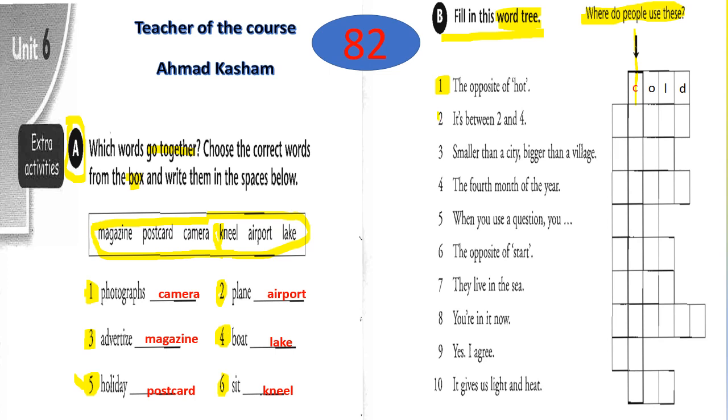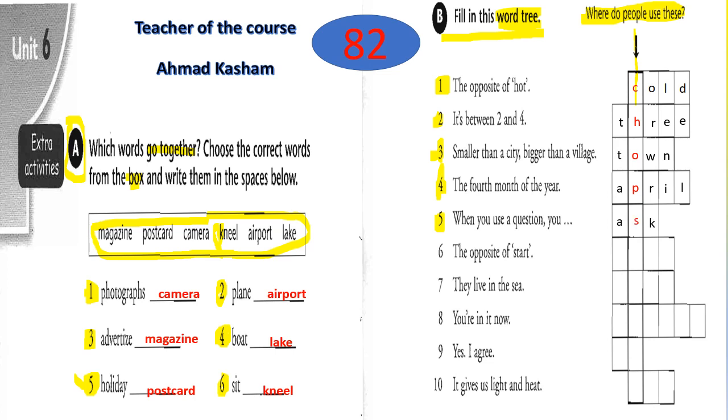Number 2, it's between 2 and 4. It's a 3, of course. Number 3, smaller than city, bigger than a village. In between, it's town. Number 4, the 4th month of the year. We say January, February, March, April. So it's April. Number 5, when you use a question, you do what? What's your name? Where are you from? How old are you? Why are you here? So you ask.